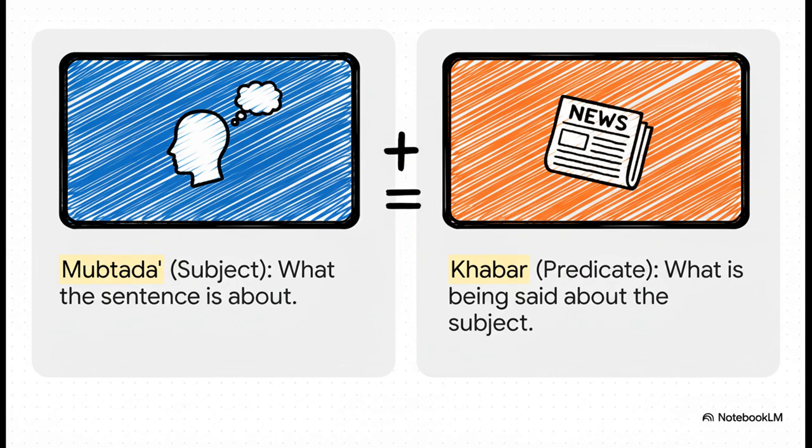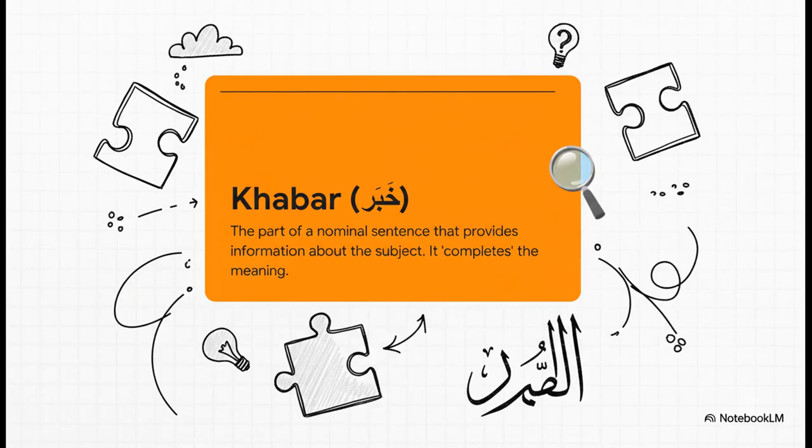The mubtada, which you'll see in blue, is what the sentence is all about. It's our topic. And the khabar, in orange, is the information or the news about that topic. It's the part that actually completes the thought. Right, so here's the crucial point. The khabar is basically the missing piece of the puzzle. Without it, you just have a topic kind of hanging in the air. The khabar swoops in with the information that finishes the idea and gives the whole sentence its meaning.